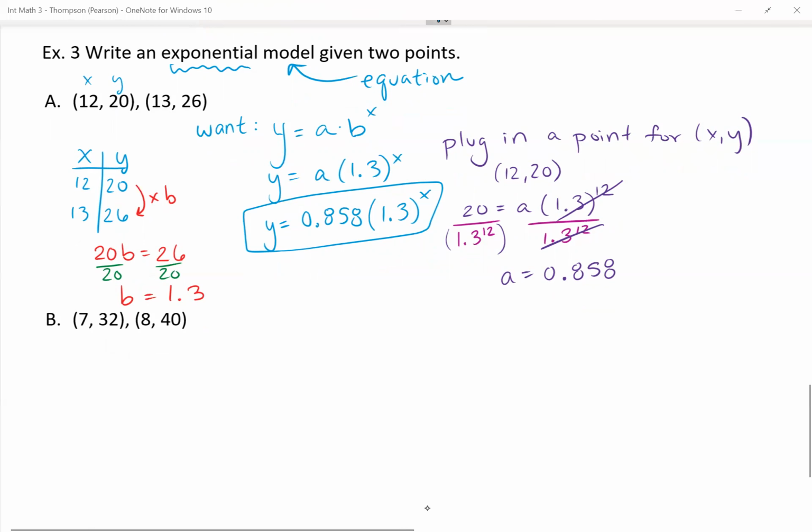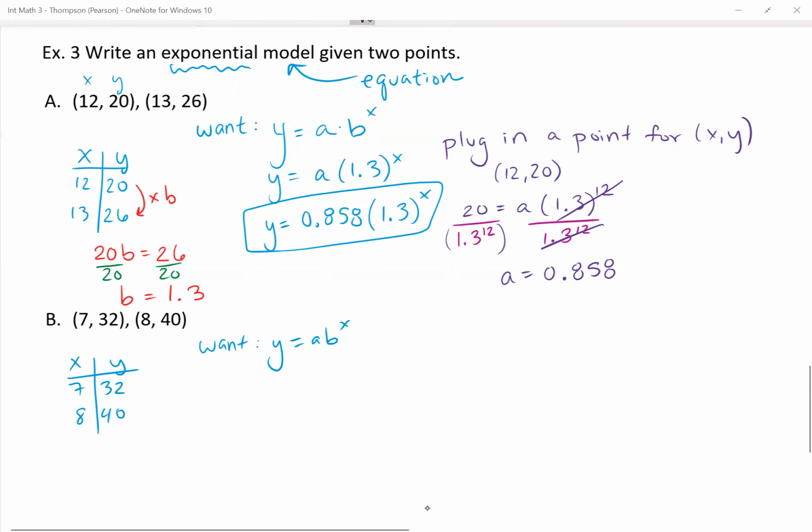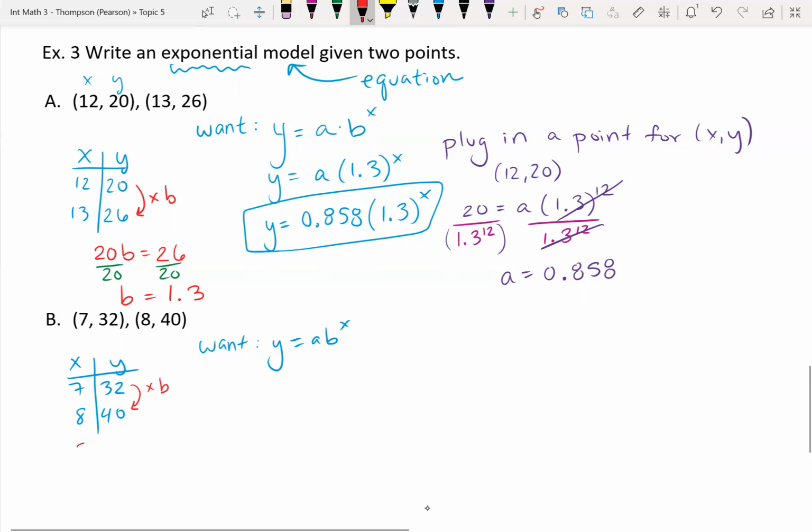So here we go. Same thing again. So I just wrote out what I want, and I've got my table here. I know that for an exponential function, this has a common ratio. So every y term, I'm going to multiply by a constant b. This creates an opportunity for me to write a little mini equation. 32 times b is equal to 40. And when I divide both sides by 32, I get b is equal to 1.25.